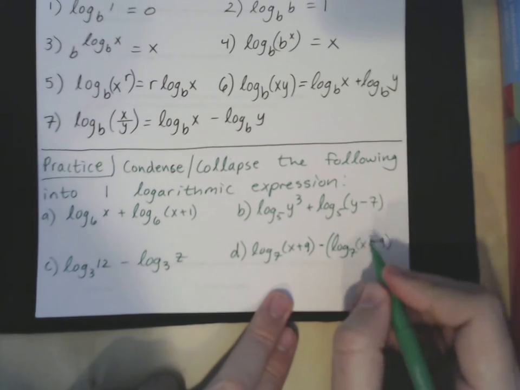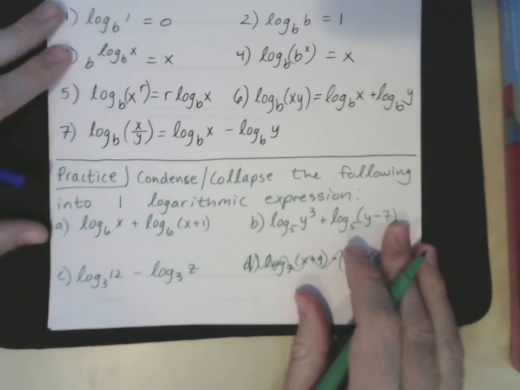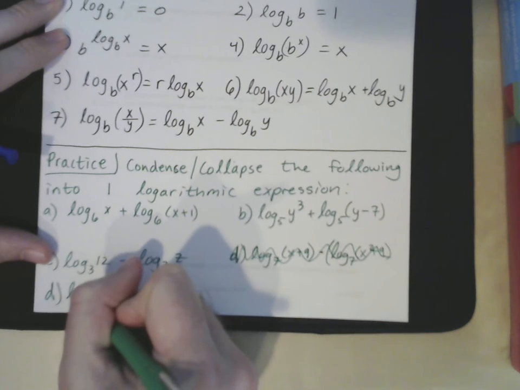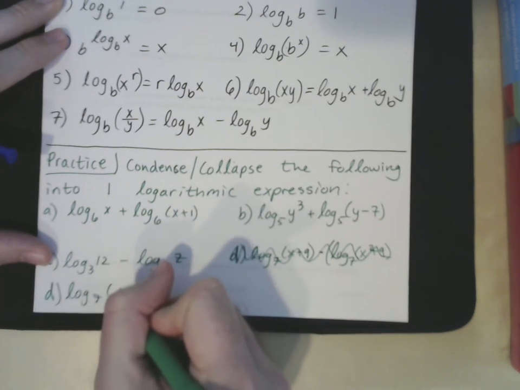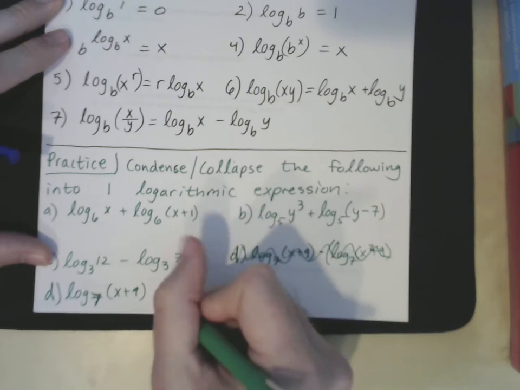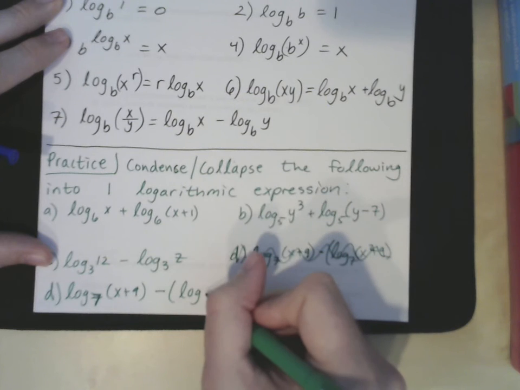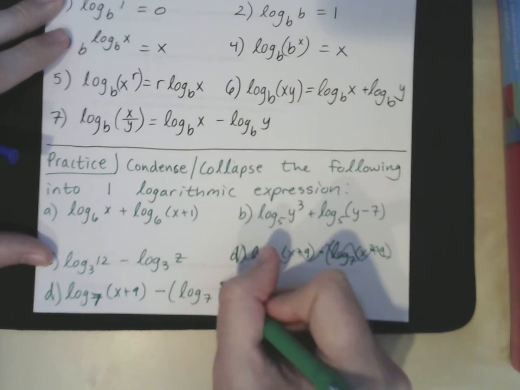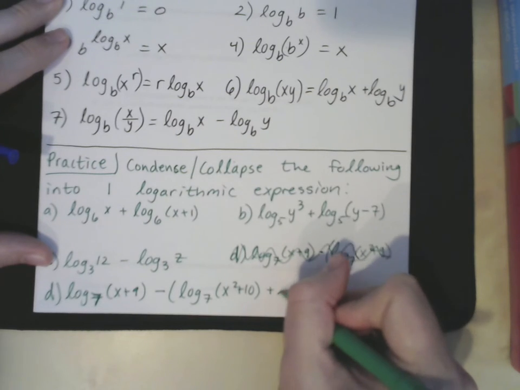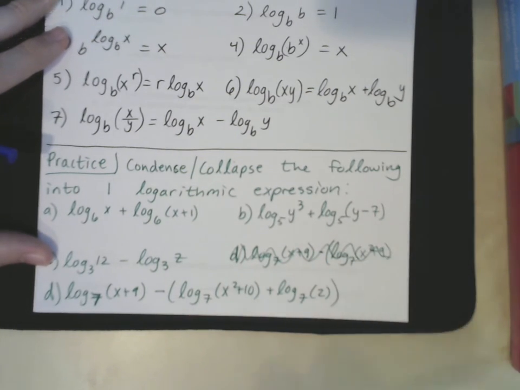Oop, I ran out of space. Why don't I write this below C? It'll be easier for you to read. So this was log base 7 of x plus 9 minus parentheses log base 7 of x squared plus 10 plus log base 7 of 2 end parentheses.